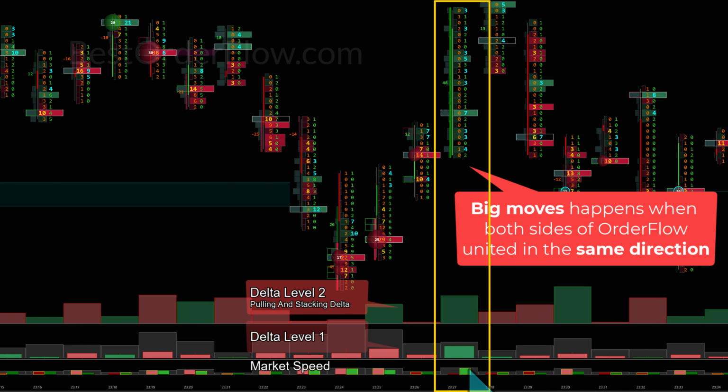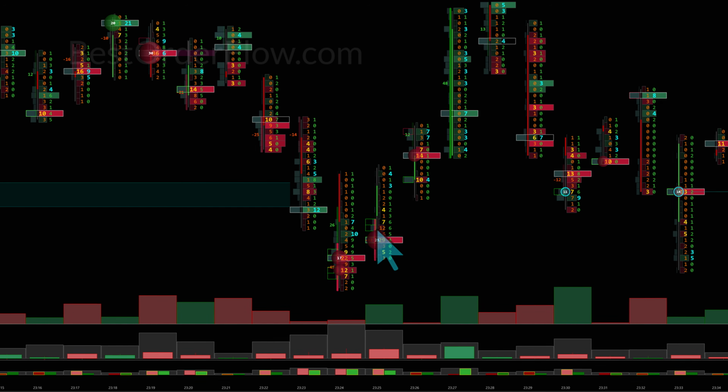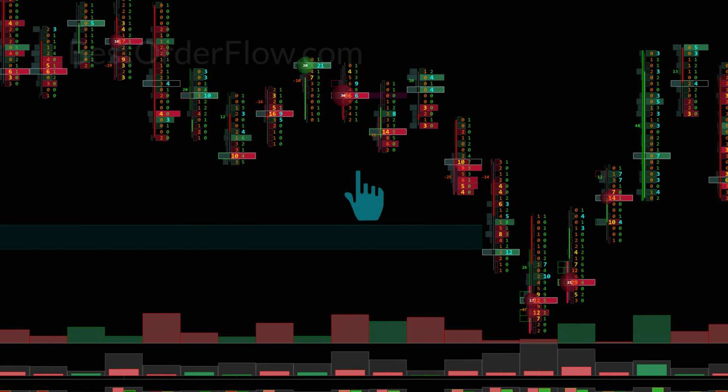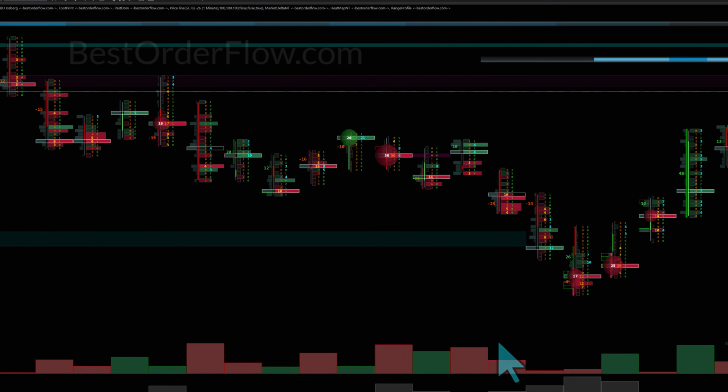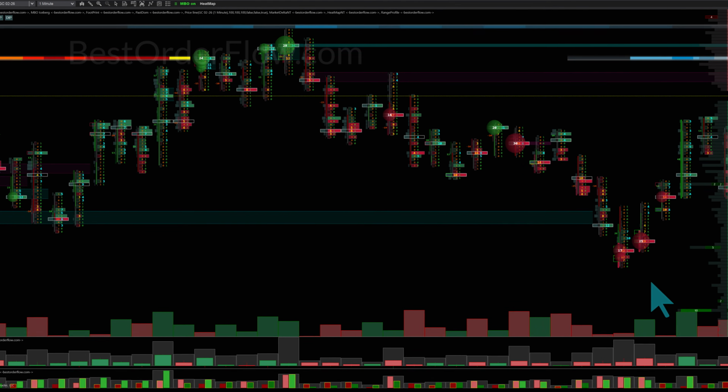When you see both sides of the order flow, you can see absorption, and you can see why price actually was stuck at the bottom or at the upper side of this range. So the upper side absorption and the bottom side absorption.